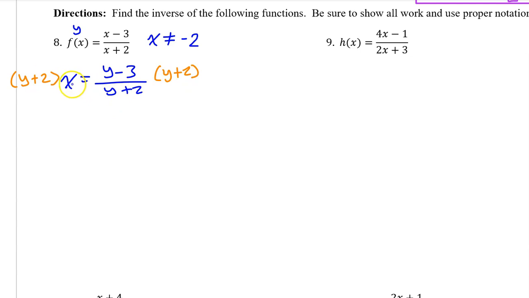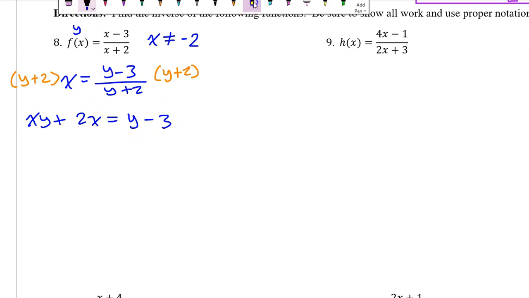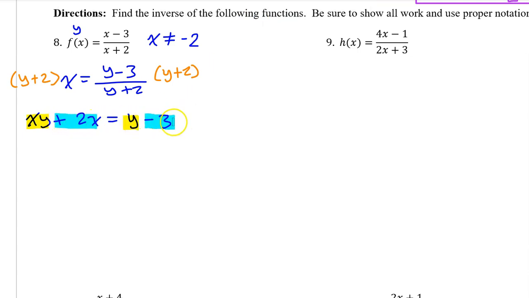On the left side, I'm going to distribute this x, so I get xy plus 2x equals. On the right side, the y plus 2 cancels out, and we just have y minus 3. Now our goal is to get all of the terms with y in it on the left side of the equation. So I want these two terms on the left. Every term that does not have y in it should be on the right side of the equation. So I want this term and this term to be on the right-hand side.